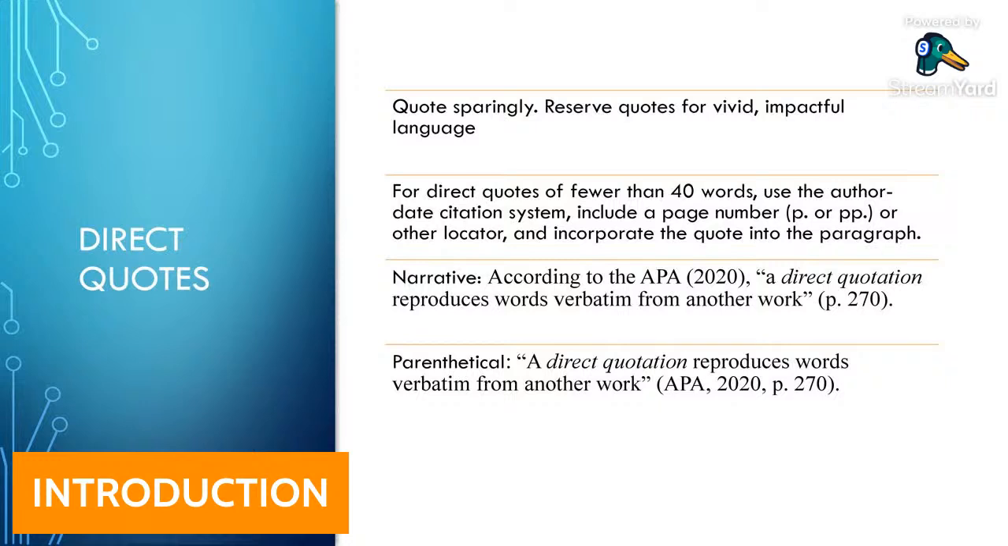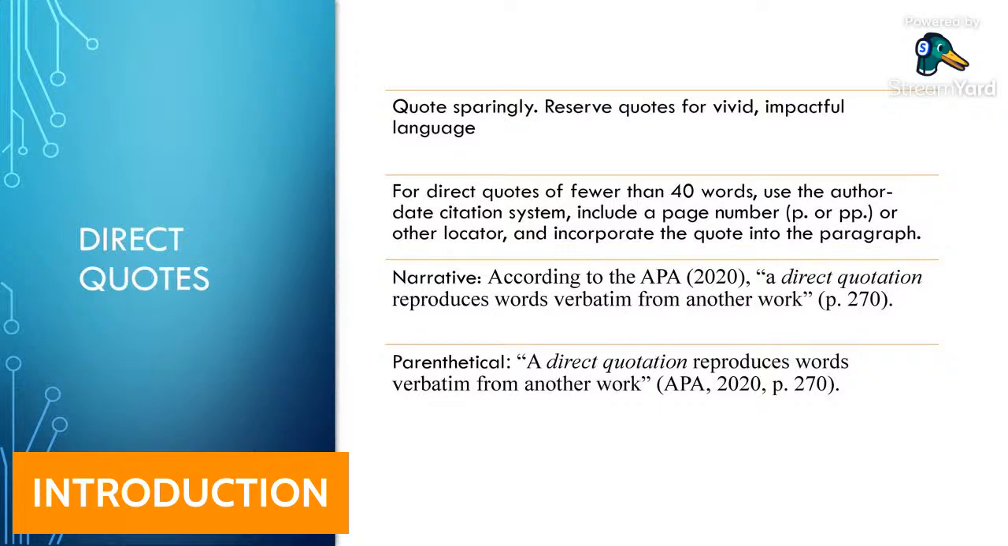Direct quotes, how we have to quote directly, and direct quotes are fewer than 40 words. It means we should keep in mind that the words should be minimal, and approximately 40 words will be a good narrative. And both types of citations or direct quotes are given here.